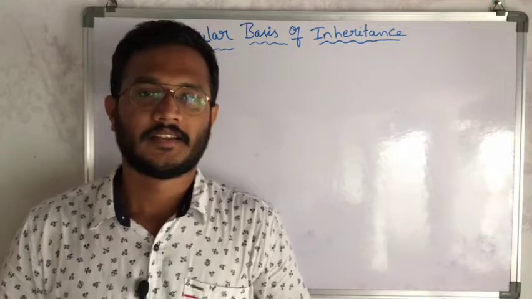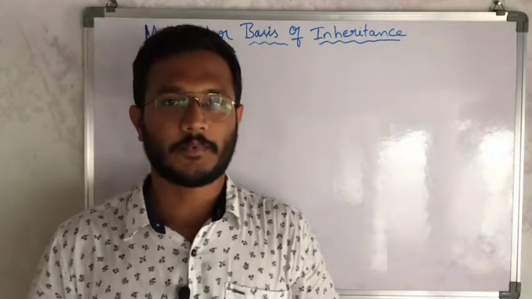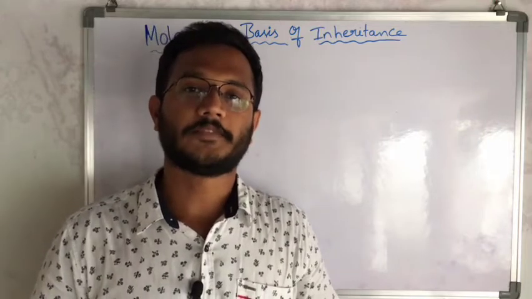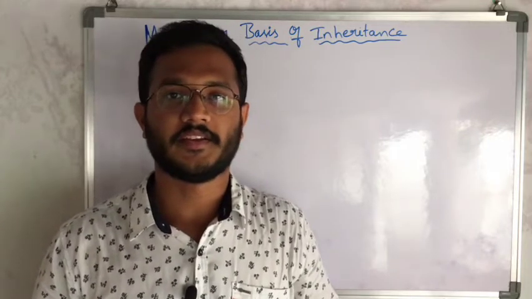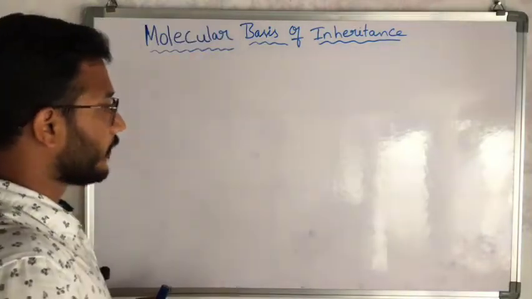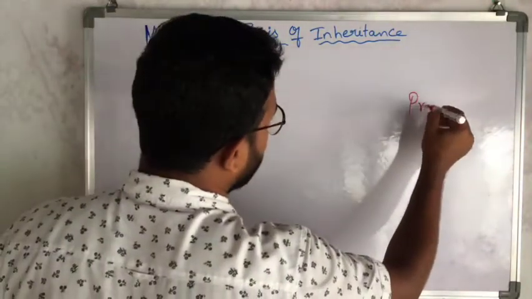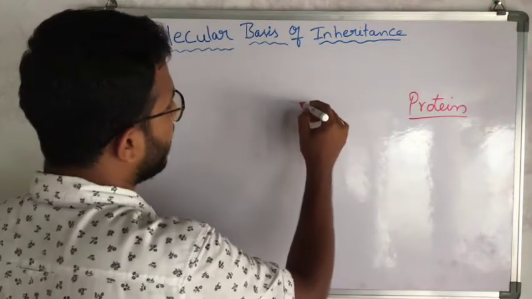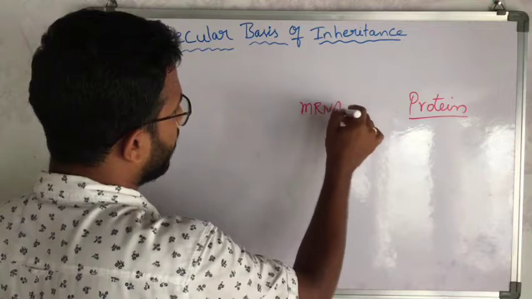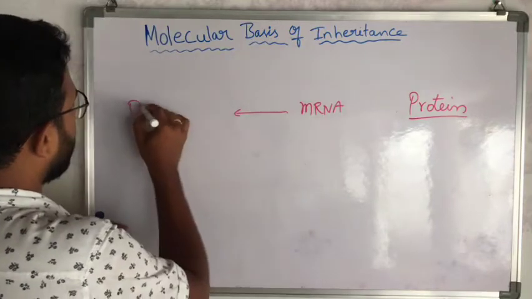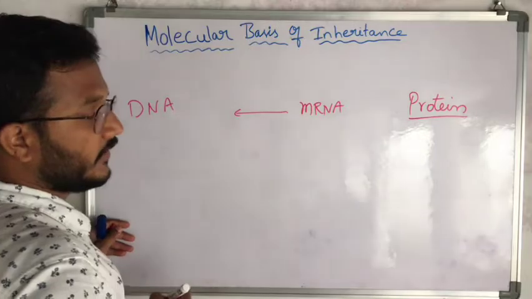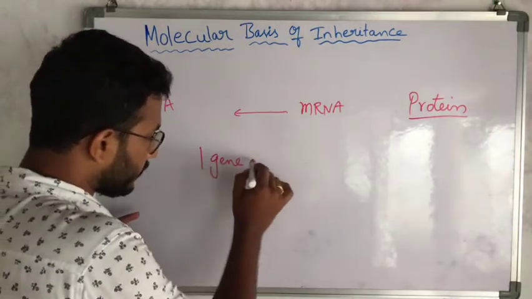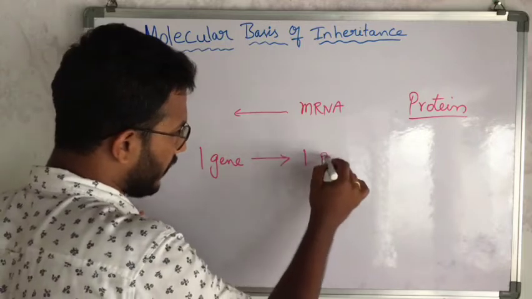Welcome back, students. In the previous class, we discussed the process of transcription, that means how the mRNA is formed from the DNA. Before the formation of the protein, the copy which is essential for the formation of protein, that is mRNA, is formed from a DNA segment. And you have to remember one point: one gene is responsible for expression of one protein.